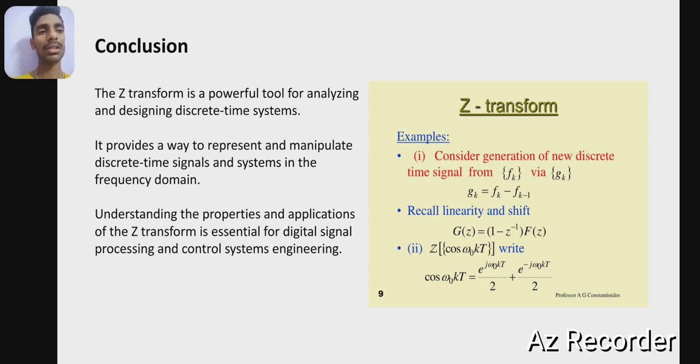Examples: consider generation of a new discrete time signal g from f via g of k equals f of k minus 1. Recall linearity and shifting. G of z is equal to 1 minus z inverse times F of z.